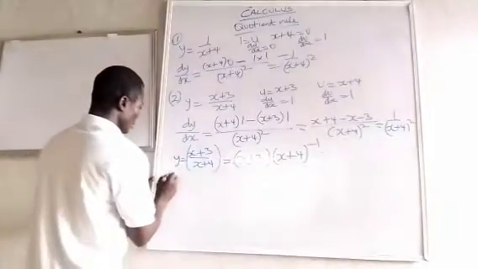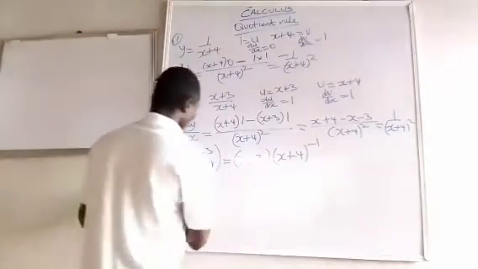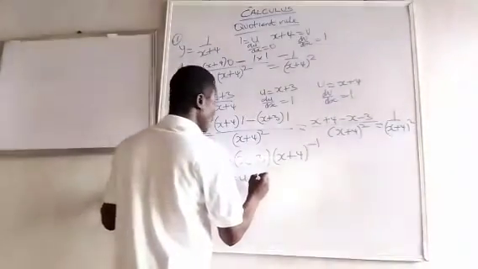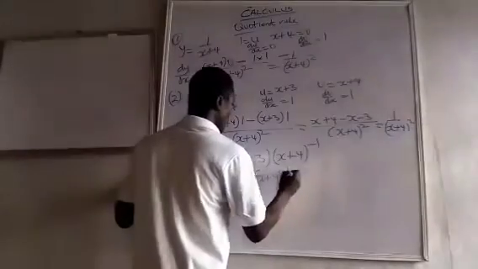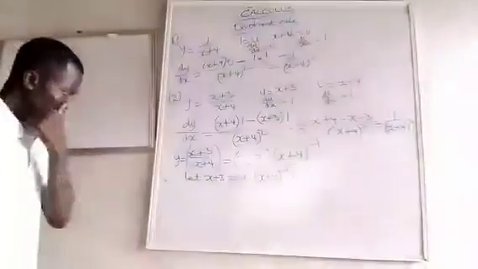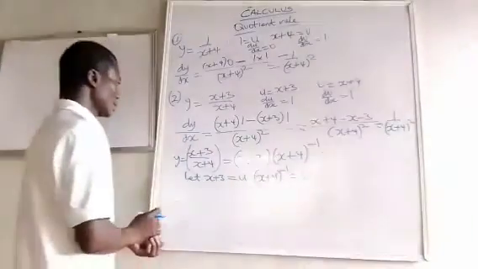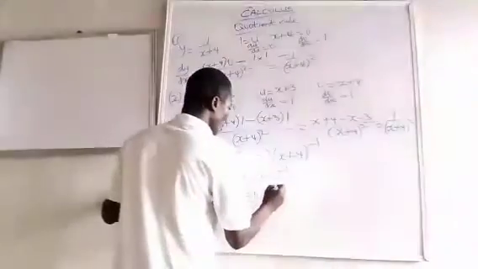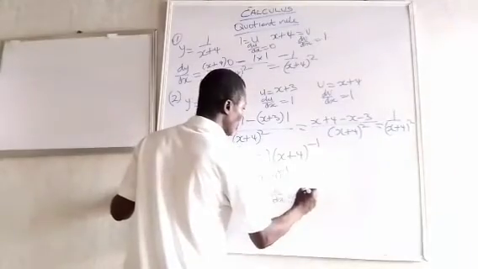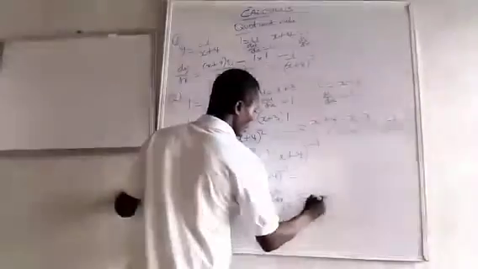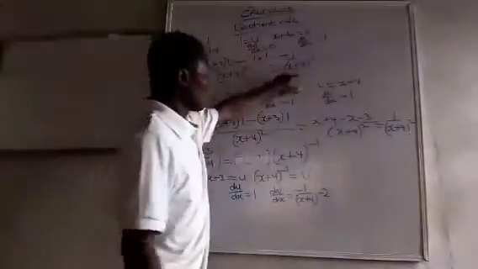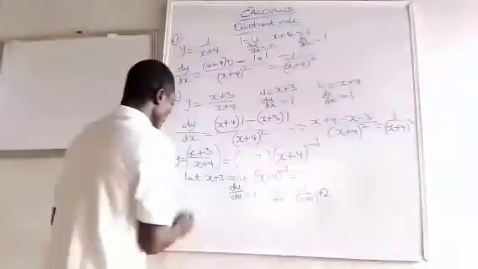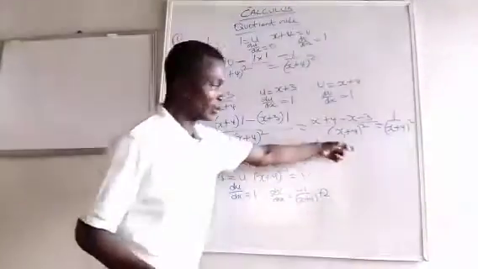So, dy dx: let x plus 3 be u, and x plus 4 raised to the power minus 1 be v. Now, du dx is equal to 1. dv dx is equal to minus 1 over x plus 4 raised to the power 2. From here, I am trying to use the product rule so that we can compare with this one.